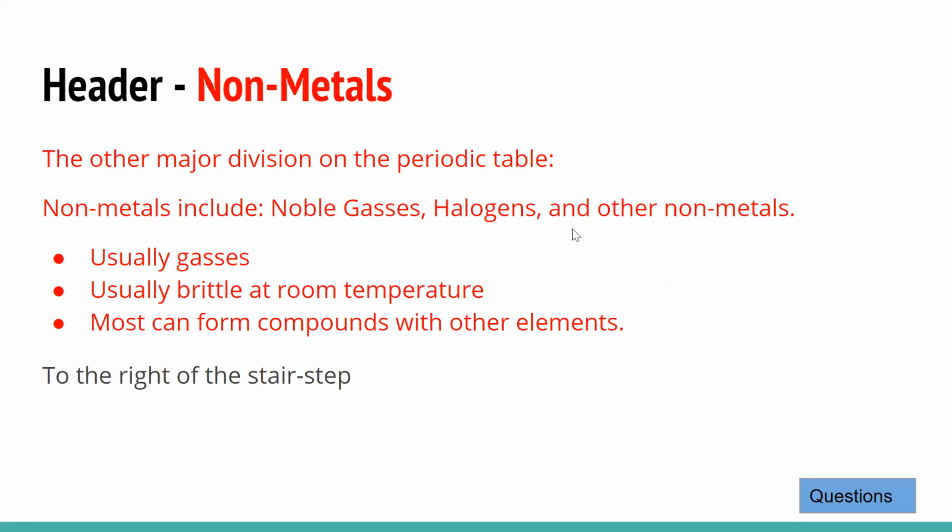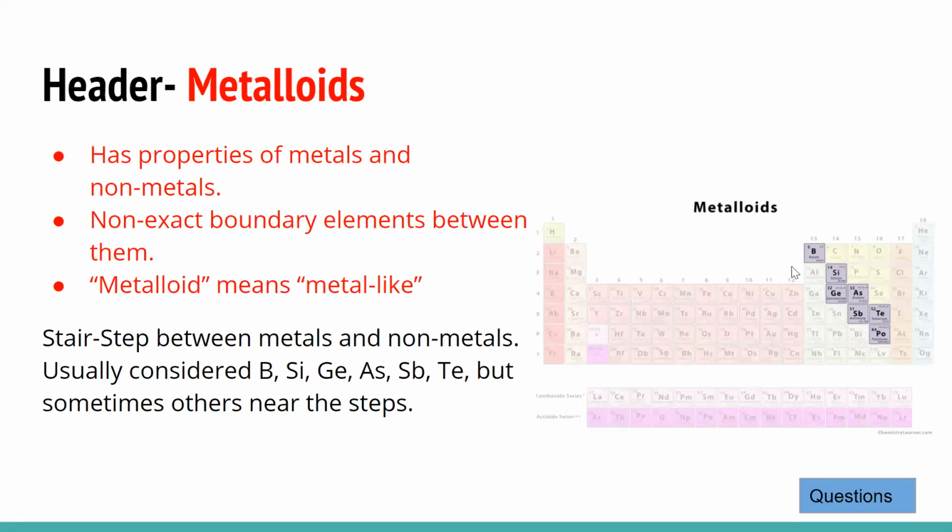Finally, we have the non-metals, the other big part of the periodic table. This includes the noble gases, halogens, and the other non-metals. So we look at the periodic table: the noble gases, the halogens, and the other non-metals. So we started out going from left to right. And once we got to the metalloids, now we're going to work from right to left, back over this way.